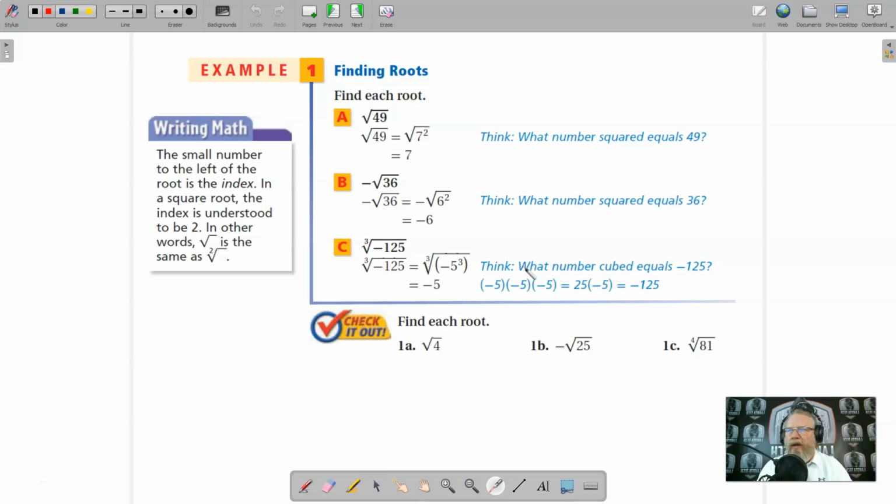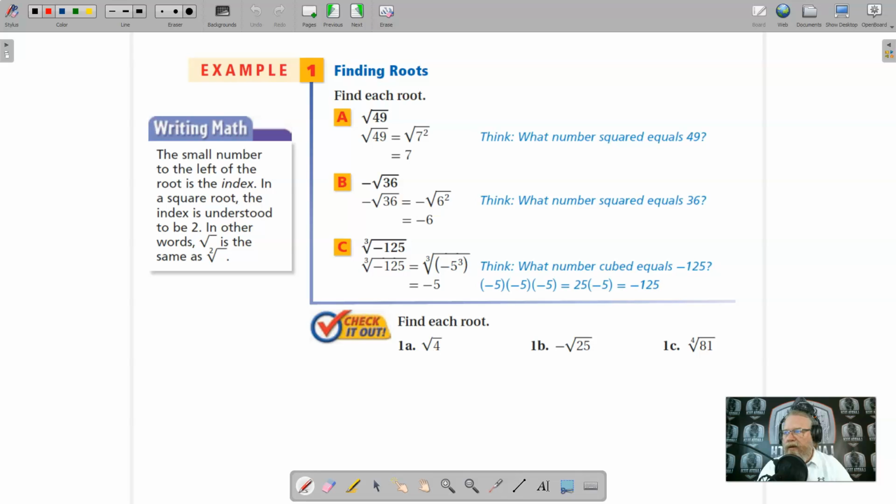So we're looking for the cubed root of negative 125. So think, what number cubed equals negative 125? Well, that number would be negative 5. Negative 5 cubed equals negative 125. So this means that the cubed root of negative 125 is going to be negative 5, because negative 5 times negative 5 times negative 5 equals 25 times negative 5, which is equal to negative 125. Wow. Whew.